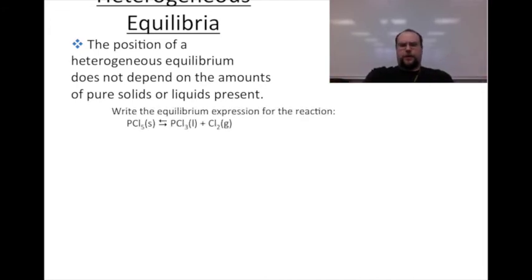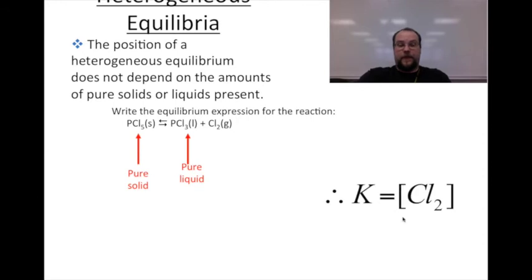What I'm saying? So, for example, let's say I have this equation. If I have this equation, PCl5 turns into PCl3 plus chlorine gas, I do not base my K value off of the solids or the liquids. PCl5 is a solid, PCl3 is a liquid. I do not base my K value off of pure solids and liquids. Therefore, K is just the concentration of Cl2. That's all my K value would be.